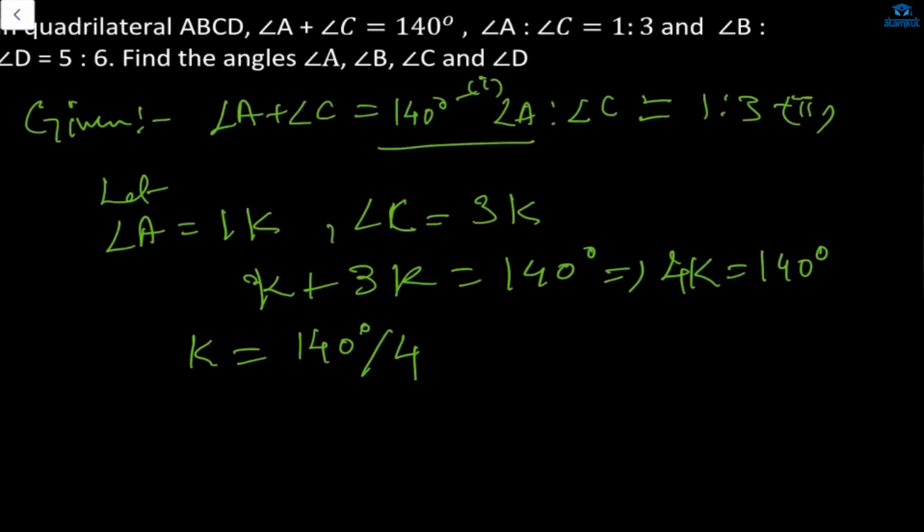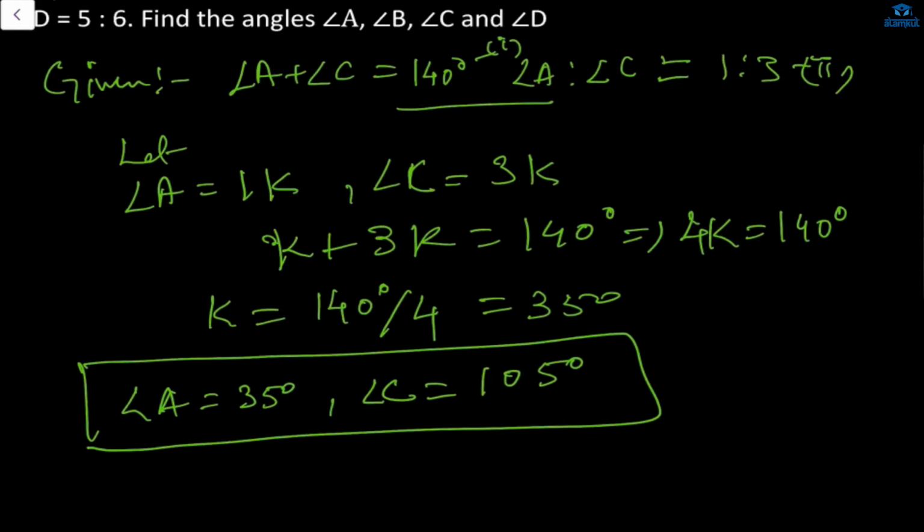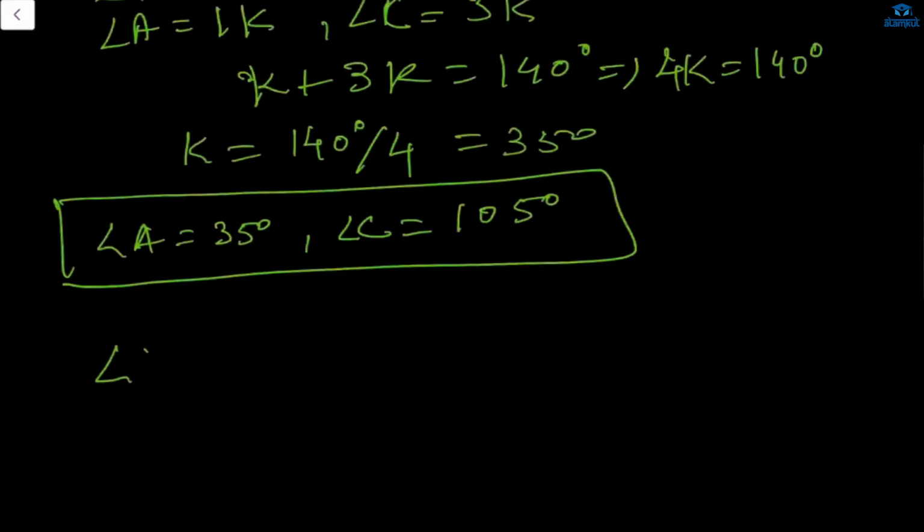Now if you divide it, you'll get 35 degree. So the K value is equal to 35 degree. Now from here we get that angle A is equal to 35 degree and angle C is equal to 3 into 35, that is 105. Now, angle B and angle D ratios are also given. Similarly, we can find the value of angle B and angle D also. As it is a quadrilateral, angle A plus angle C plus angle B plus angle D is equal to 360 degree.